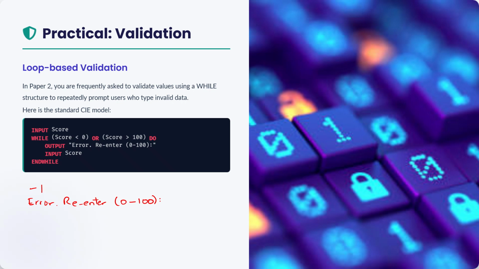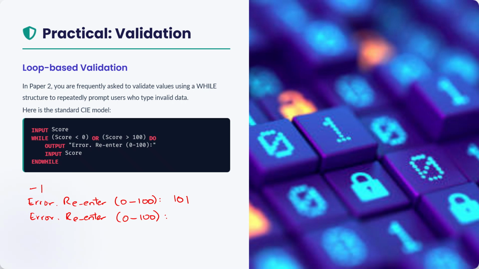This time it will ask for the score, and the score now entered, for example, is 101. It will again check the condition. Score is lesser than 0? No. Score is greater than 100? Yes. Since this is a yes, that means due to or, this whole condition is true. So it is again going to go inside the loop, write down error, re-enter 0 to 100, and will give the option to the user to enter the score again.